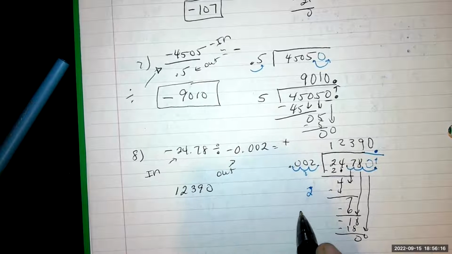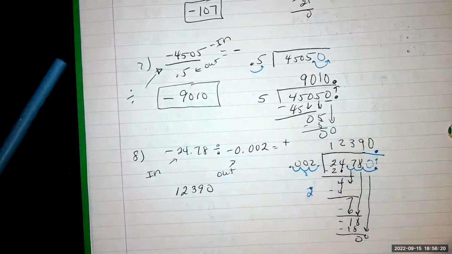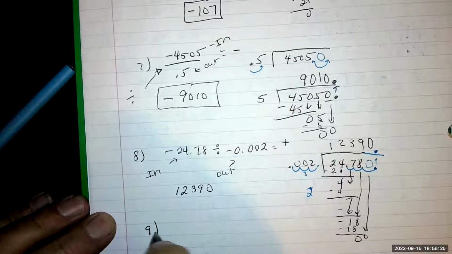The positive or negative. So you should see that it's a positive because I have 2 negatives, which makes a positive. Very good. All right. We only got a couple more, so we're almost done. Number 9.